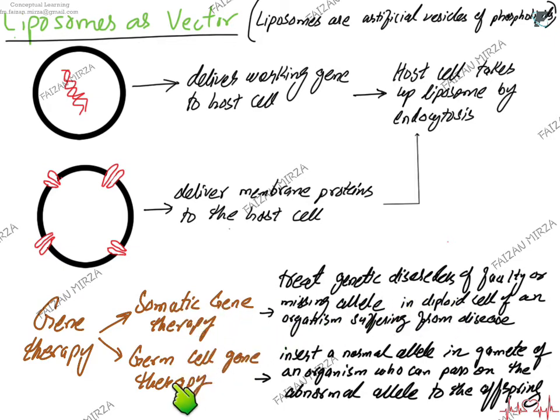Since it's somatic, it means diploid cell. Germ cell gene therapy: germ means germline, not the germs. It means the germline, the gametes. So it aims at inserting a normal allele in a gamete of an organism who can otherwise pass on the abnormal allele to the offspring. So you treat the genetic disorder at the level of the gamete in the germ cell, and this is called germ cell gene therapy.